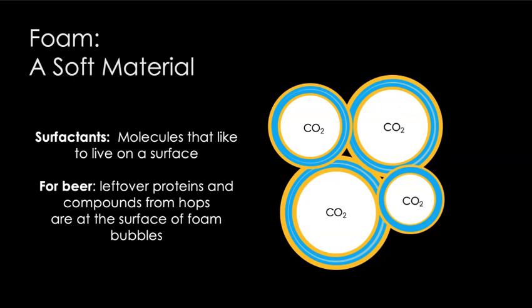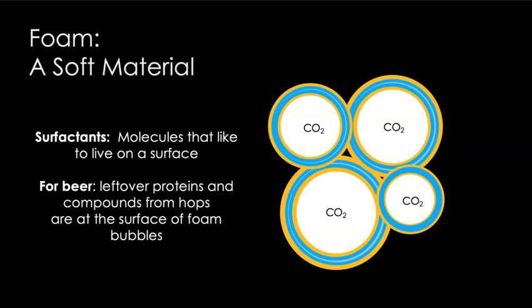What happens with the foam is that you're going to have some cool molecules which are called surfactants. And those molecules like to live on a surface. For beer, the surfactants that are present are leftover proteins and compounds from hops. And those leftover proteins and compounds from hops are going to be located on the surface of your foam bubbles.